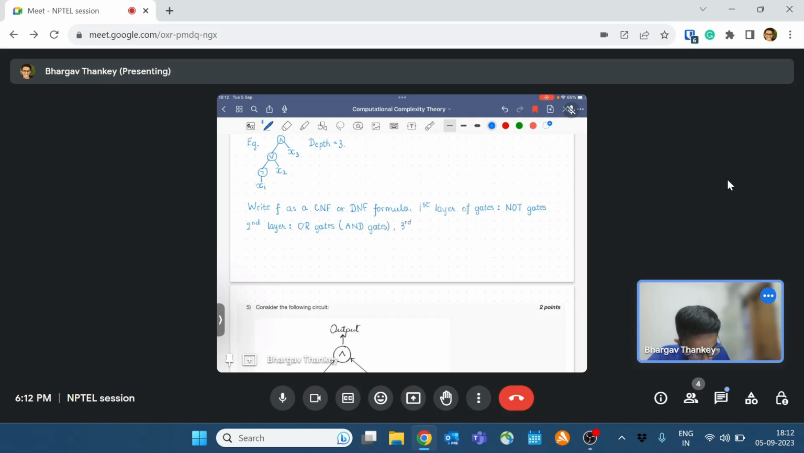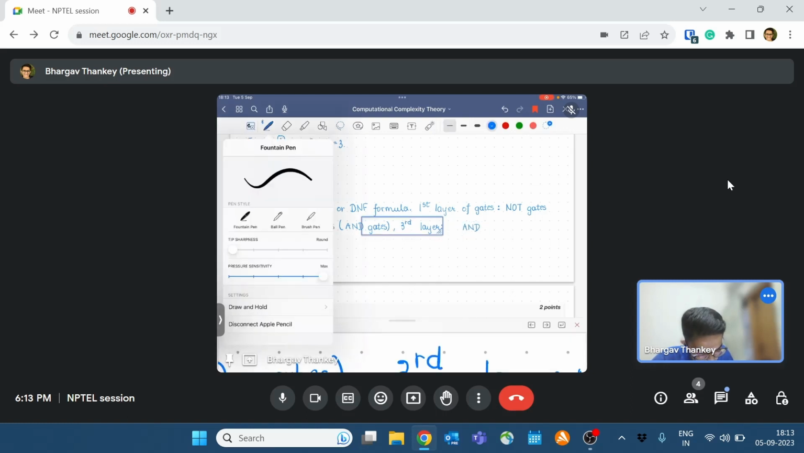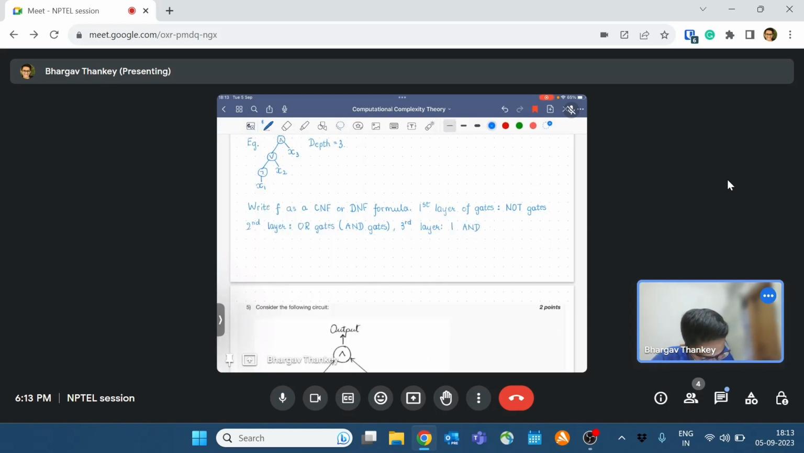And the third layer would be AND gates if I'm writing it as a CNF, and there would be just one AND gate in the last layer. So let me just write it: one AND gate. And if I'm writing it as a DNF, one OR gate. However, the AND gates and the OR gates over here would have unbounded fan-in, and that is allowed when you are talking about constant depth circuits.